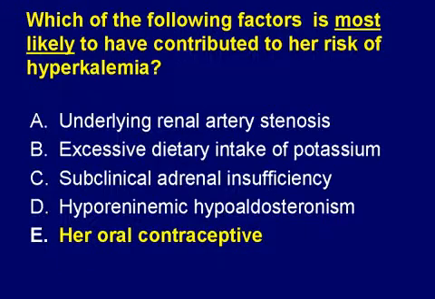Which of the following factors is most likely to have contributed to her risk of hyperkalemia? And this is one of these tricky questions because all of them seem modestly right. And it's really what is the most likely answer. Underlying renal artery stenosis, excessive dietary intake of potassium, subclinical adrenal insufficiency, hyporeninemic hypoaldosteronism, or her oral contraceptive. Any takers? Well, the answer would be her oral contraceptive.